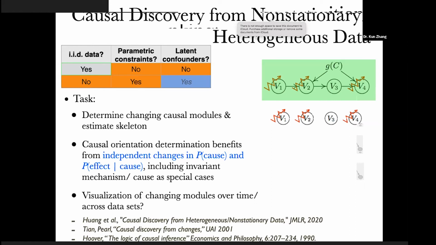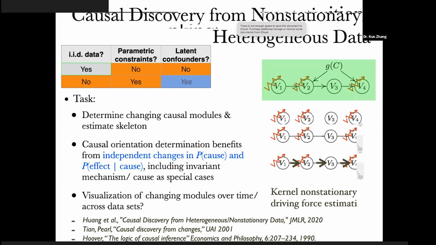When we say the causal mechanism for V2 changes, we mean the following thing: the influence from the parents of V2 on V2 changes. It's very local and modular. And then we can find the skeleton, the causal skeleton, and then we can find the direction. When you try to find the direction, you also benefit from the independent changing property, because the modules should change independently. We also have a non-parametric method, a kernel method, to visualize the change in the causal mechanism, so a low-dimensional representation of the change in the conditional distribution.